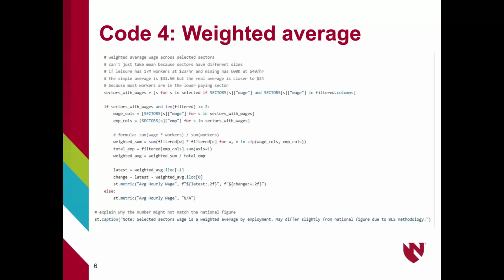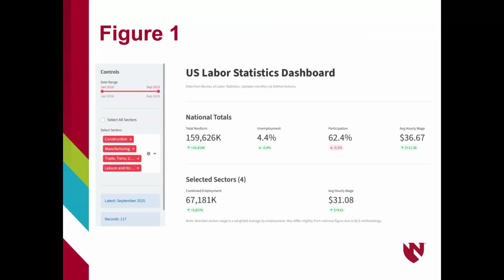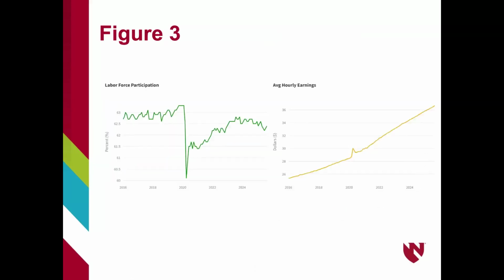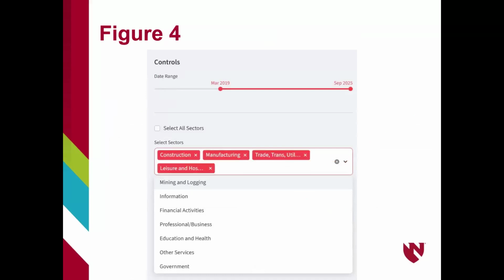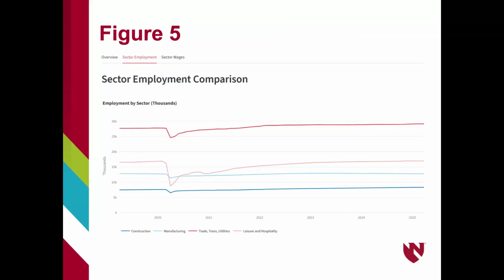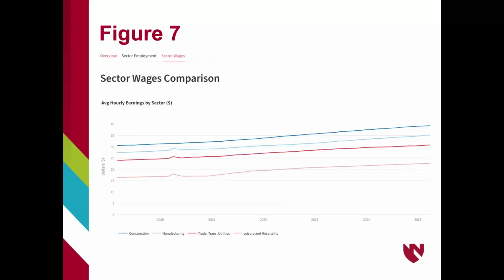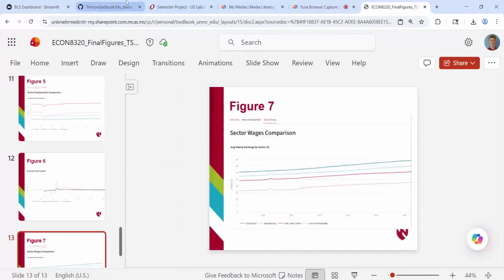I had a weighted average for wages, an average of averages, to be able to more robustly measure the average wage of workers across these industries, rather than the average of the sectors themselves in a simple mean way. And I'll show you some more, but I have some national figures, able to select different sectors and date range and compare employment and wage growth. But let's go on to that.